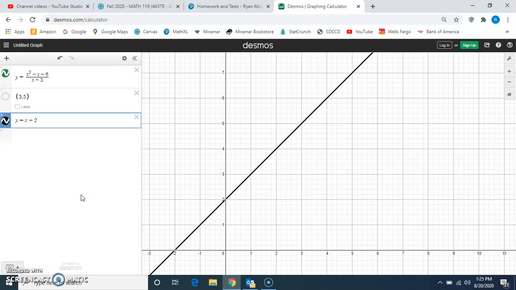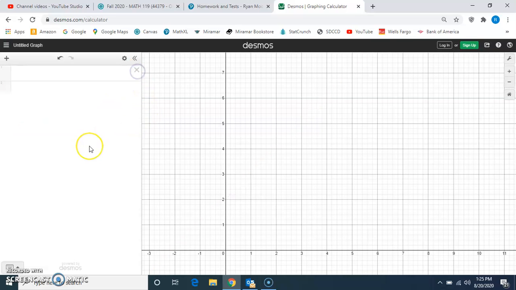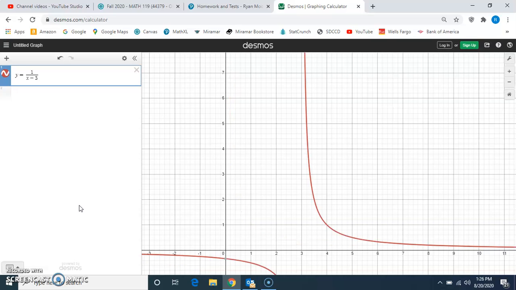Moving on, let's look at a couple things from 2.2. So we saw those limits, infinite limits and limits at infinity. So the first one that we did in part A, it said determine the infinite limit. We were looking at 1 over x minus 3. So I'm going to graph y equals 1 over x minus 3.